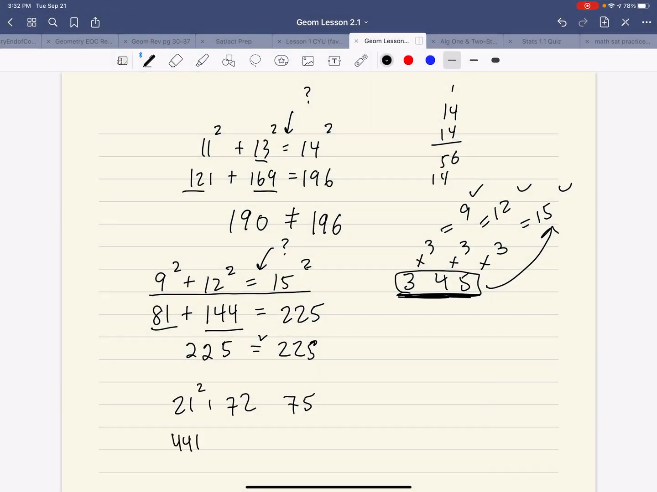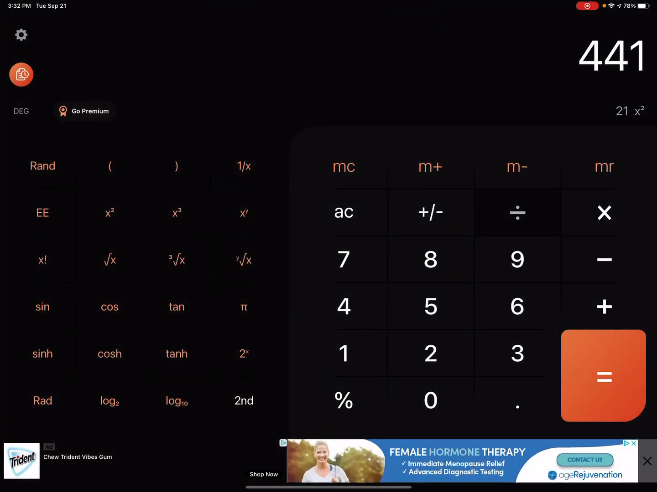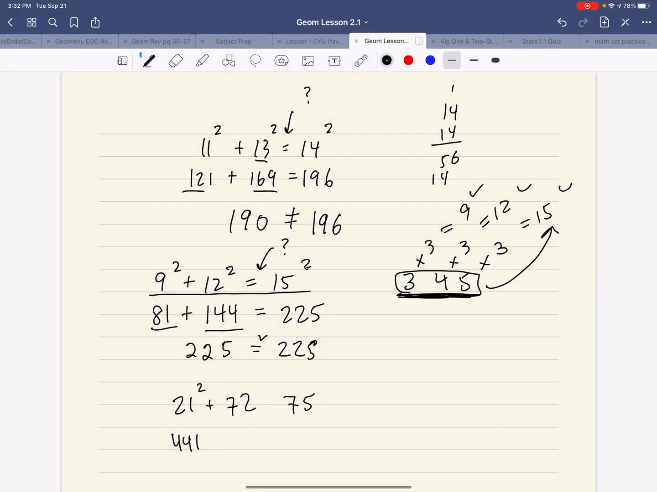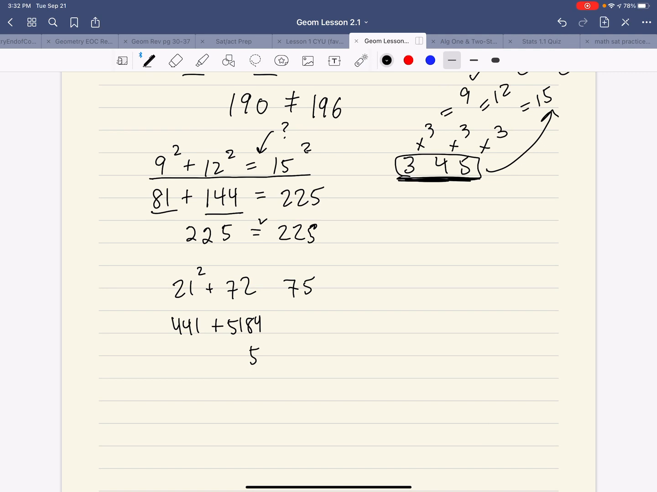441. 72 times 72 is 5184. Okay, so we can add those together.